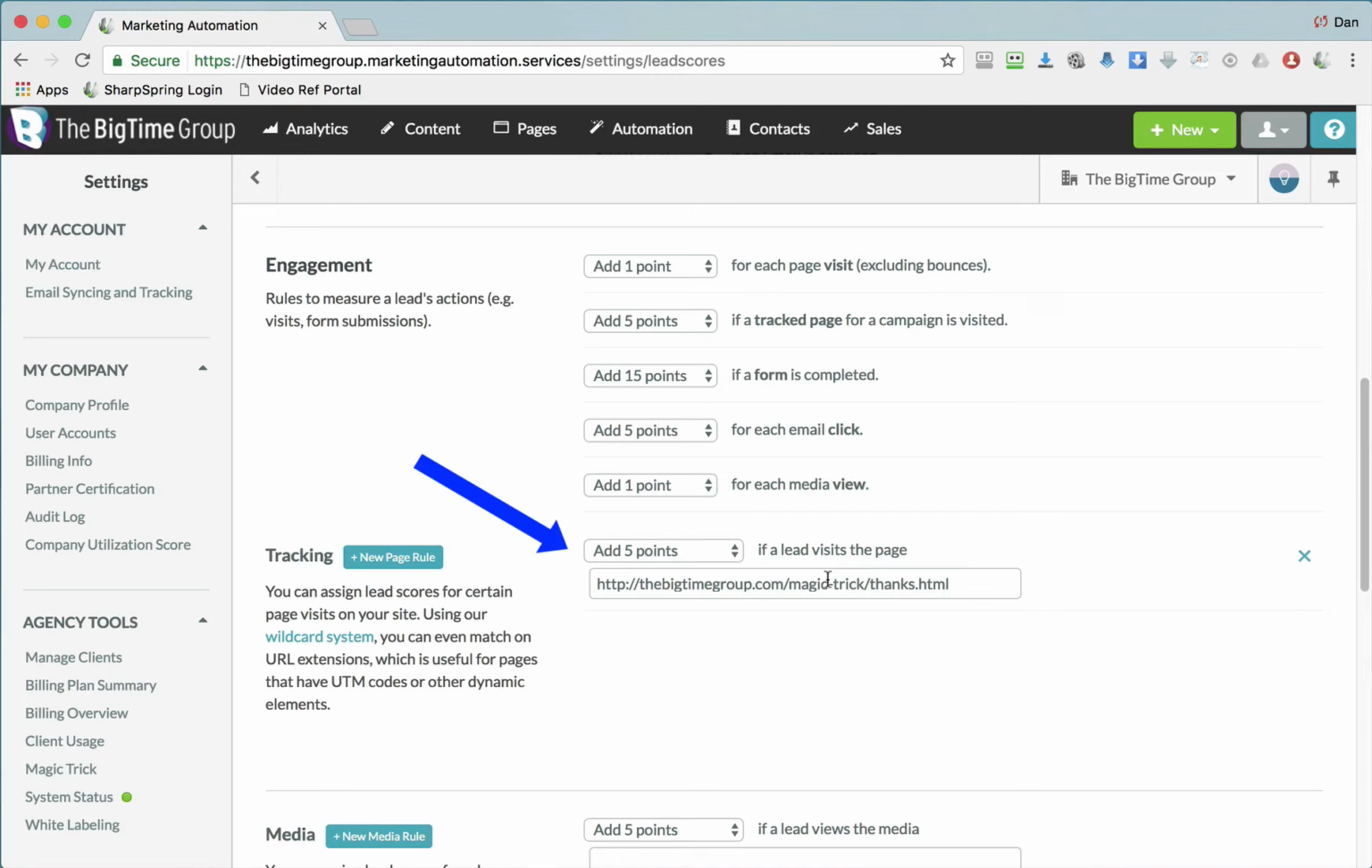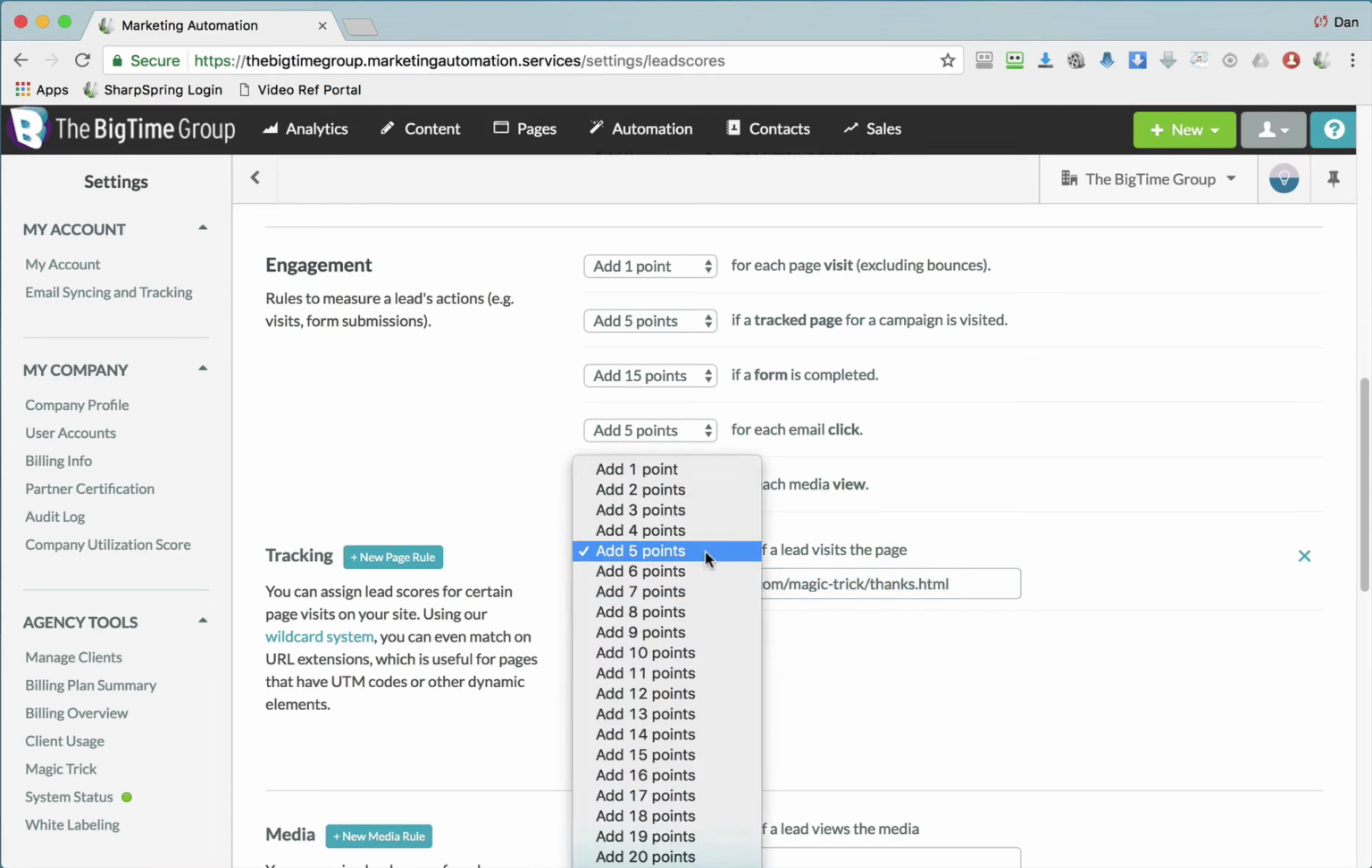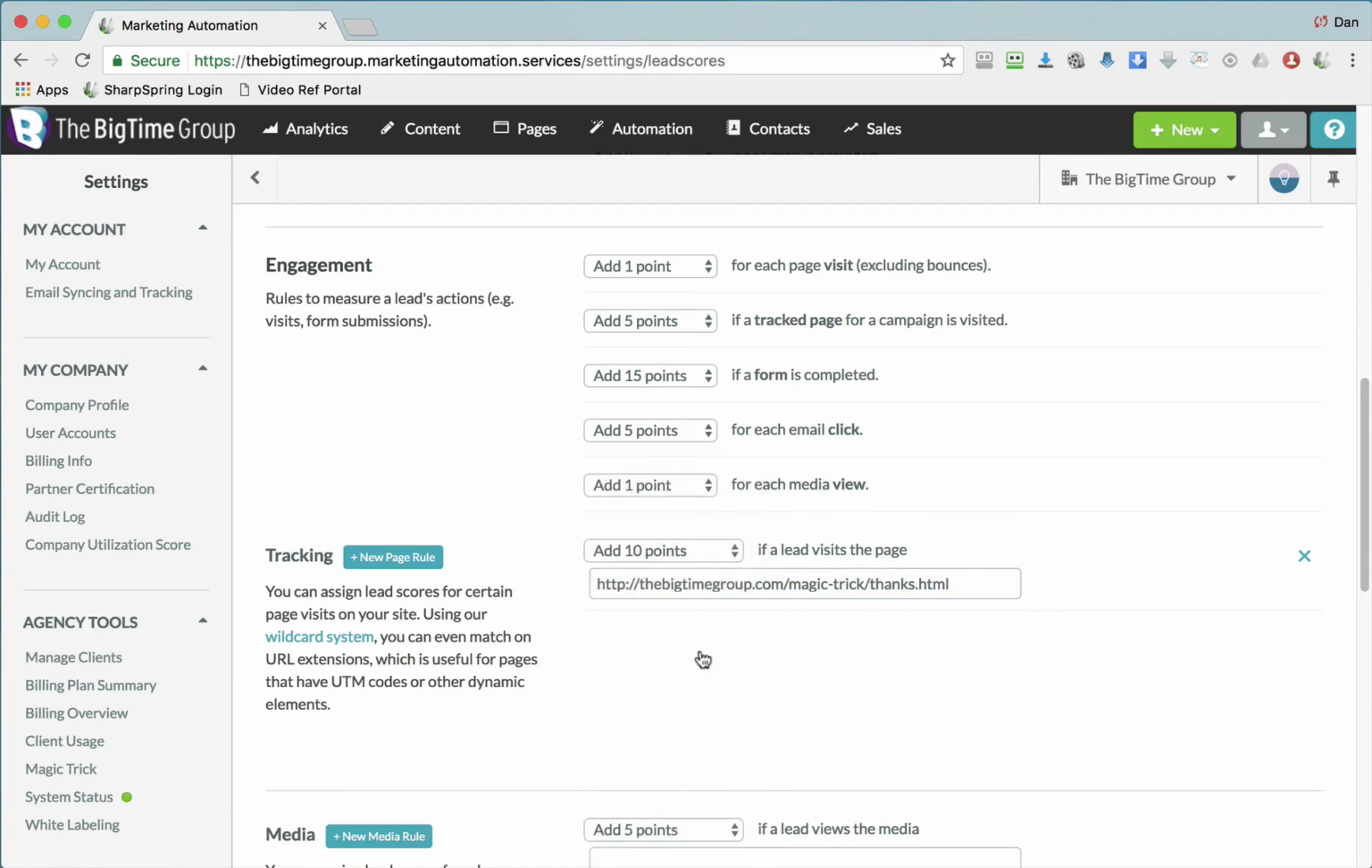Now, here is where you can put in specific pages. So let's say that you have a sales page and you add that in there. Somebody who visits a sales page and looks at it, they're a lot more likely that they're going to buy. So I would definitely up that to 10 points. You can add as many pages and lead score as many pages as you like.